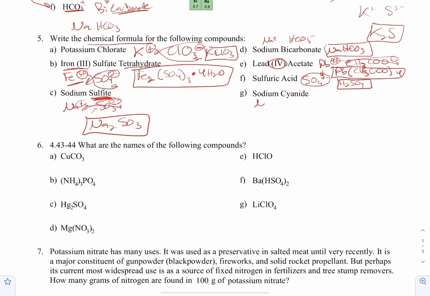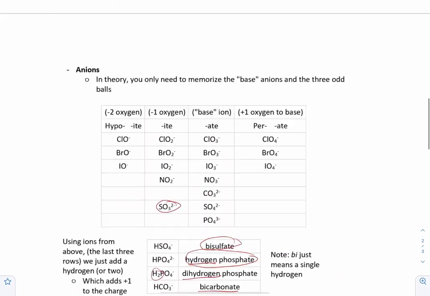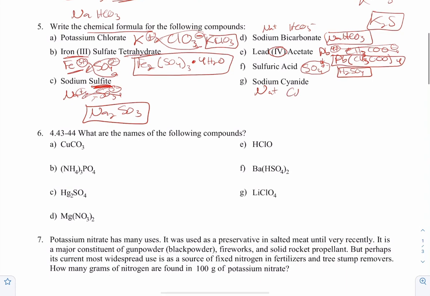All right, last one, sodium cyanide. Sodium, we said, was Na+. Cyanide is one of those ones that doesn't follow the pattern, so we got to look here. Cyanide, okay, CN minus. Okay, so I'm going to say NaCN. That would be sodium cyanide, because when I switch these superscripts, right, it's just going to be 1 to 1. So it's going to be NaCN. So that would be sodium cyanide.